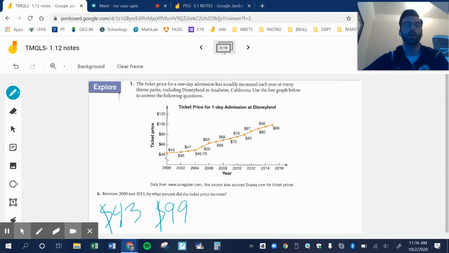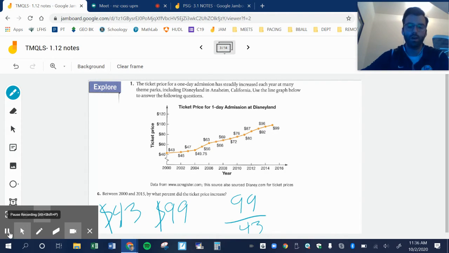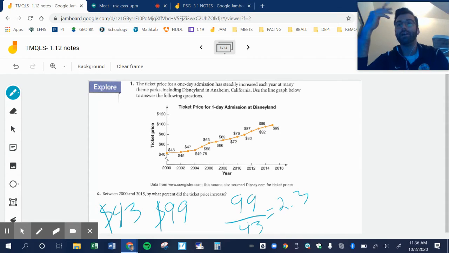The way we're going to find out is a sneak peek of something I'm going to do later in the lesson. I'm going to do 99 divided by 43. So I'm going to do my final amount divided by my starting amount. 99 divided by 43 is 2.3 something. Well, that's obviously over 1. 1 would be 100%.